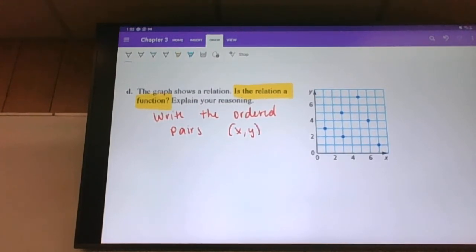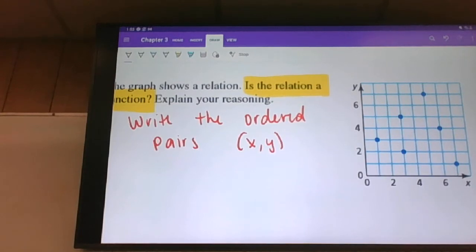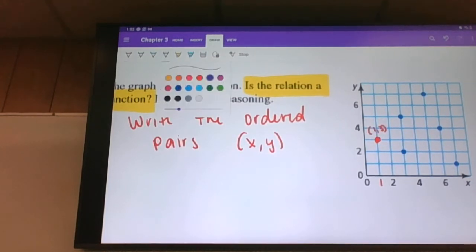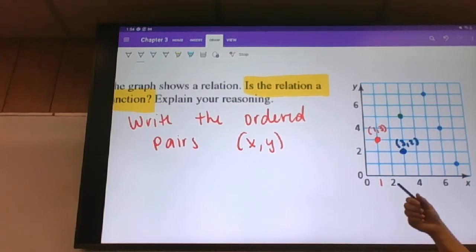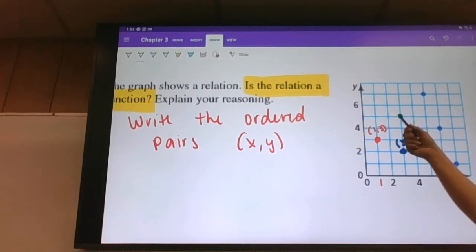You want to label it? Becca says let's label it. I like that idea. So I'm going to label this one. What's this red point here? You've got your x's and your y's. Alright, let's do this one. Don't say, what's this ordered pair? I'm going to color this one green. What's this green one?